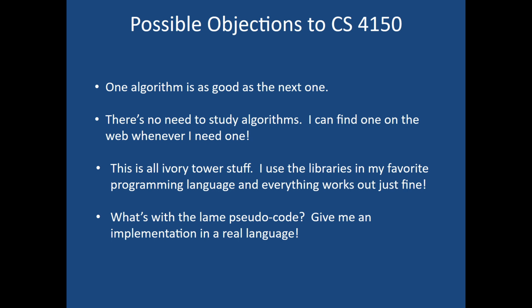A cynic might say that this is just ivory tower academic stuff. Just use the libraries in Python or whatever, and everything's going to work out just fine. They might object to my use of pseudocode or the book's use of pseudocode. In fact, I typically won't write much code in Java or C# or Python or whatever. I'll just write in pseudocode. Some students bristle at that. They want an implementation in a real language. So I'm just throwing those up there because we're going to look at an example. We'll come back and think about these objections later.